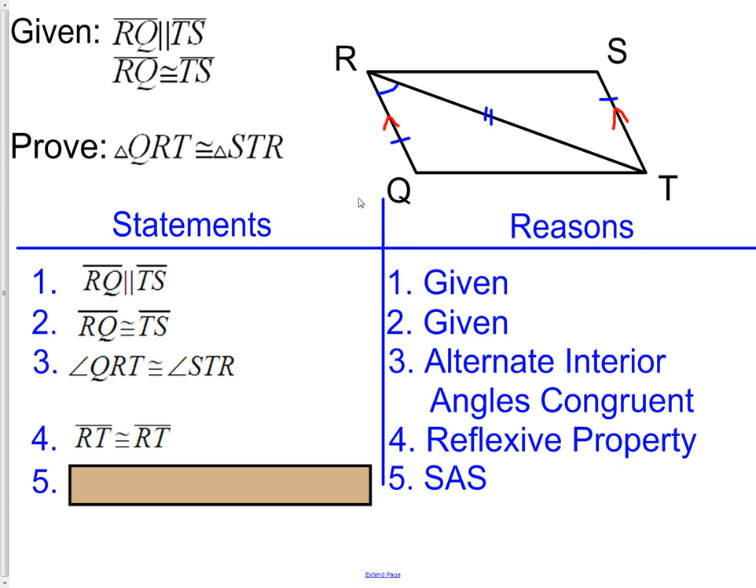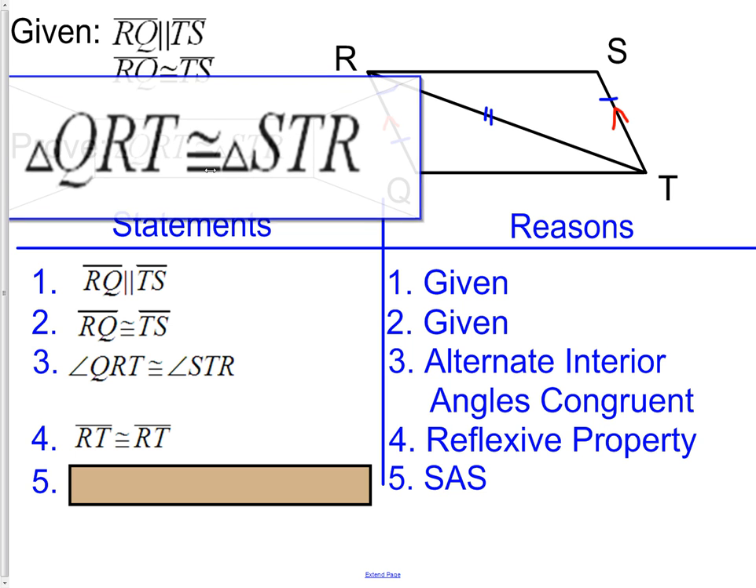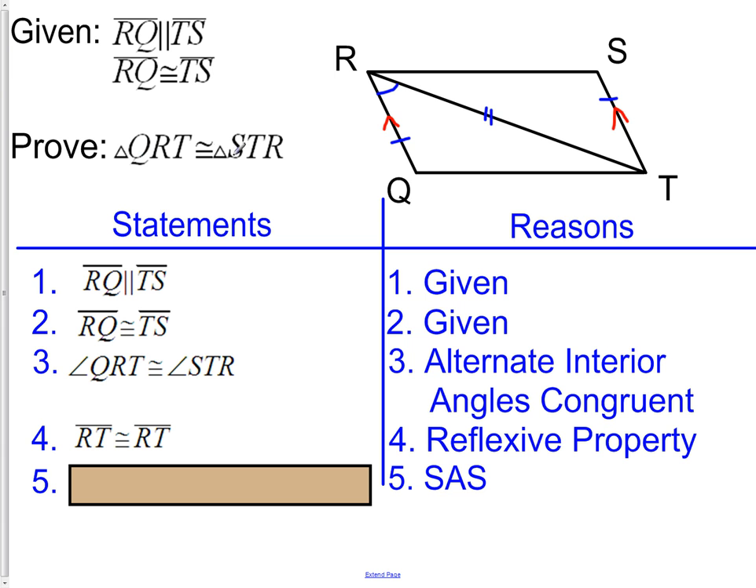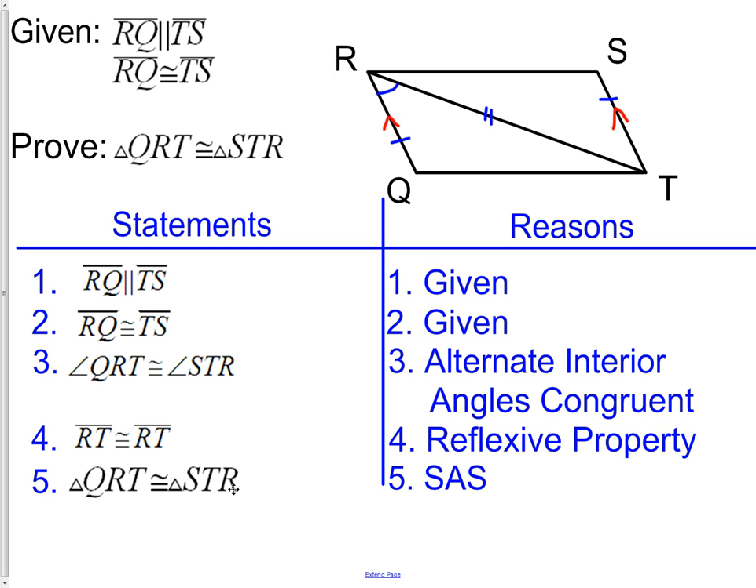And if you remember back from when I've talked about proofs in the past, what we're trying to prove, the proof statement, will always be the last step in every proof. Since we're trying to prove QRT is congruent to STR, that is the last thing that we're going to state. QRT is congruent to STR. The reason we know that is because of side, angle, side.